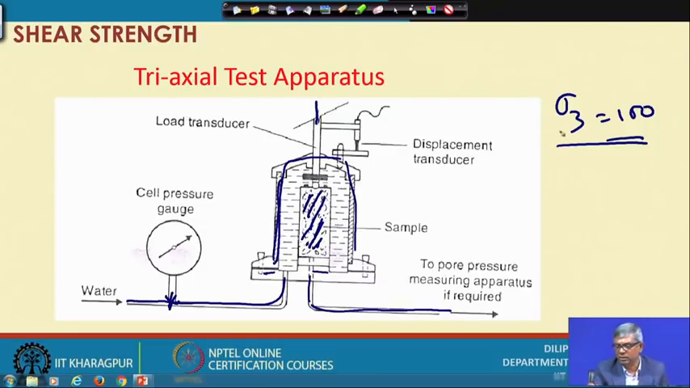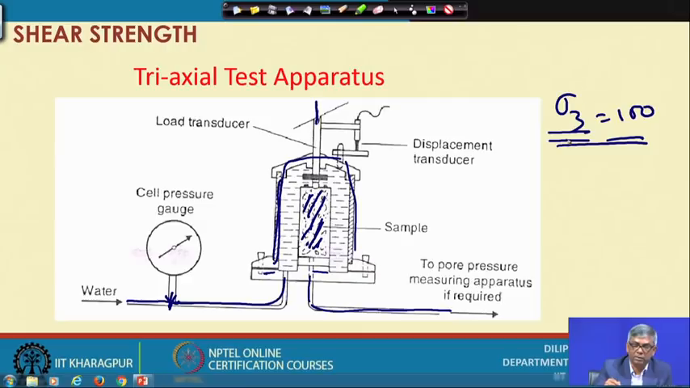So, on a particular sigma 3, we observe how much sigma 1 there is at failure. After observing that, as I have shown before, there is a relationship between sigma 1, sigma 3, C and phi. By using that relationship, we can find out C and phi. So, this is by and large the triaxial apparatus.